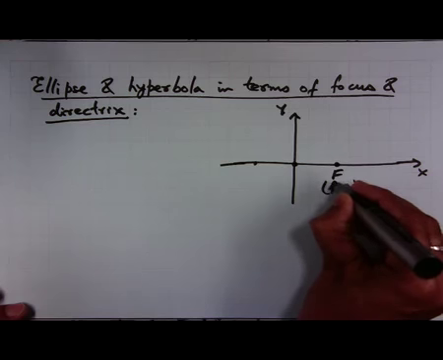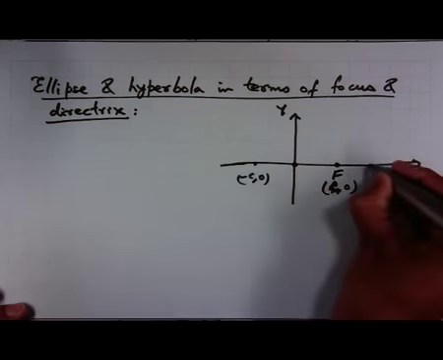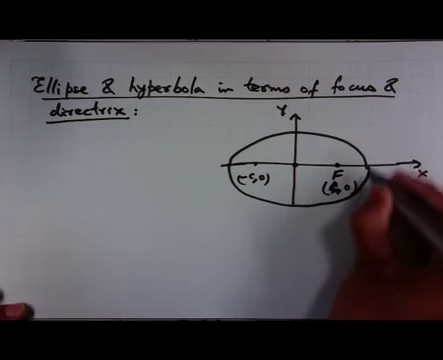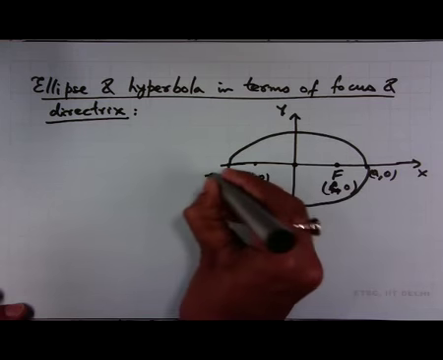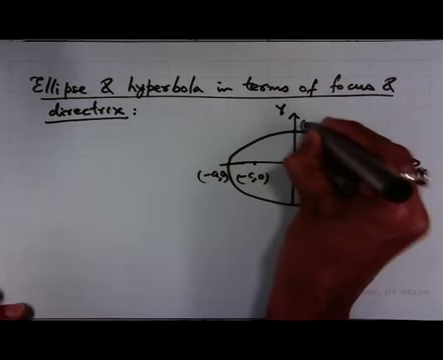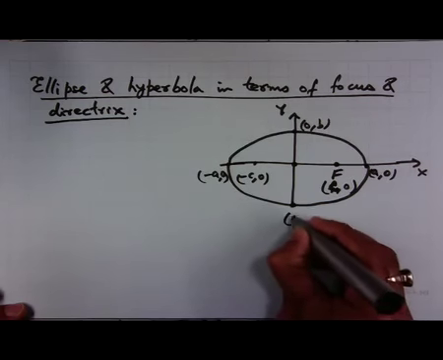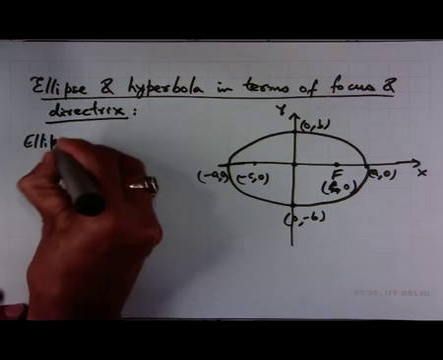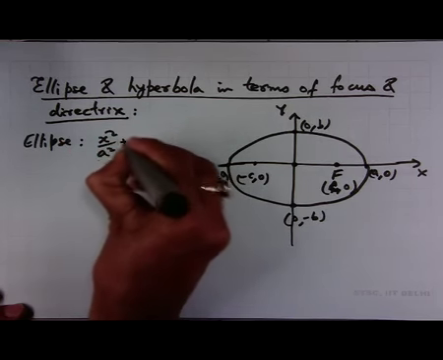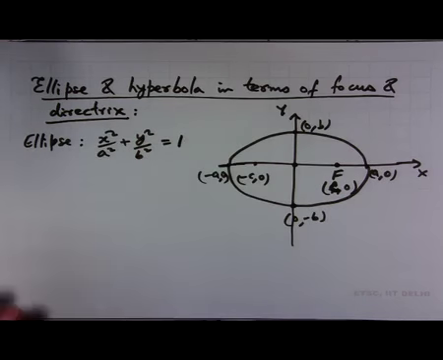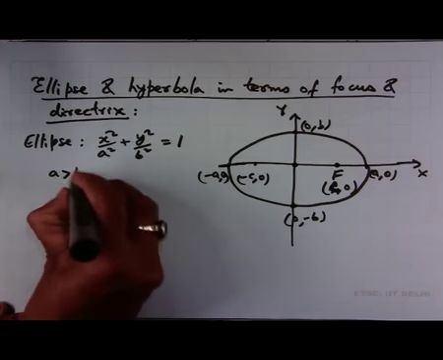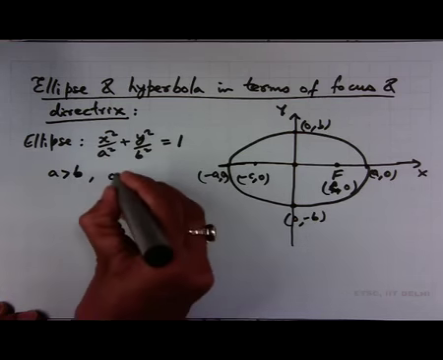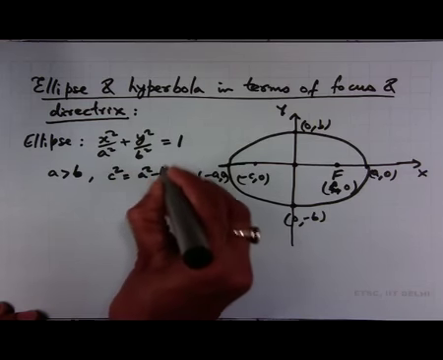or we write this as (c, 0) and (minus c, 0), and then the ellipse with major axis on the x axis is given by this. This is (a, 0), (minus a, 0), this is (0, b), (0, minus b). So, if we look at this ellipse, x square by a square plus y square by b square equal to 1, where a is greater than b and c square is a square minus b square in this case.